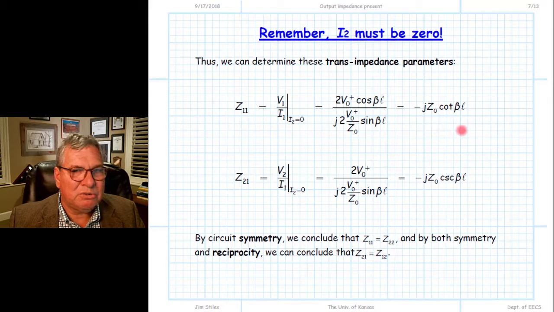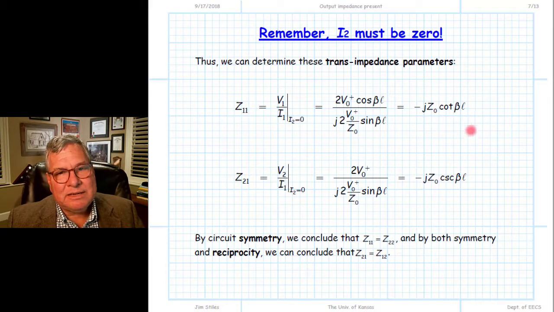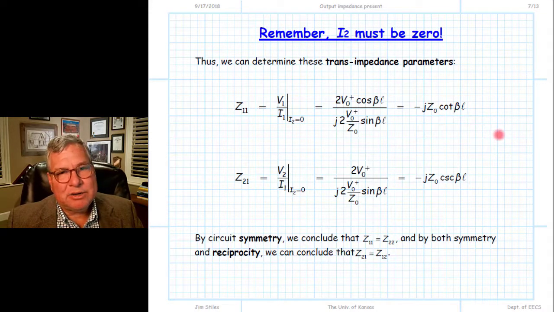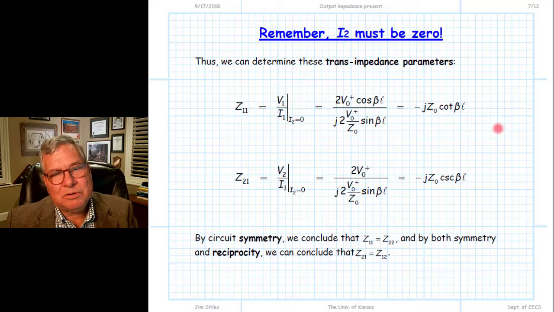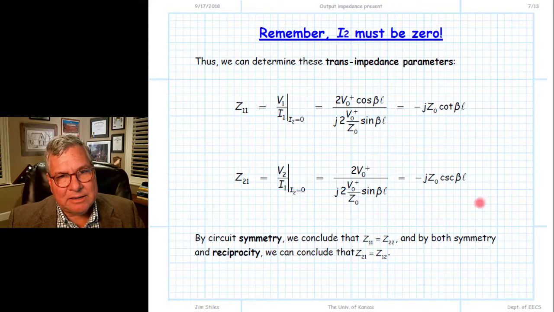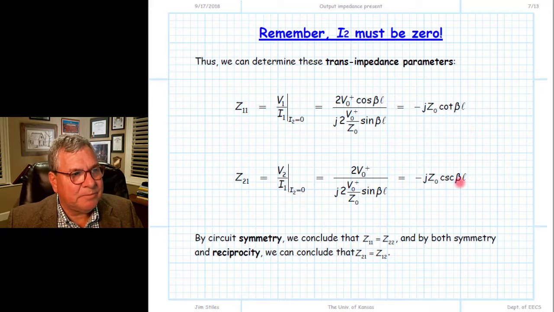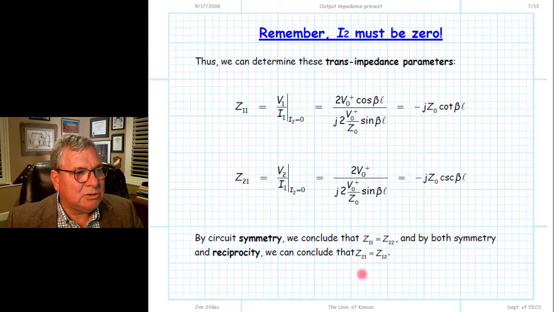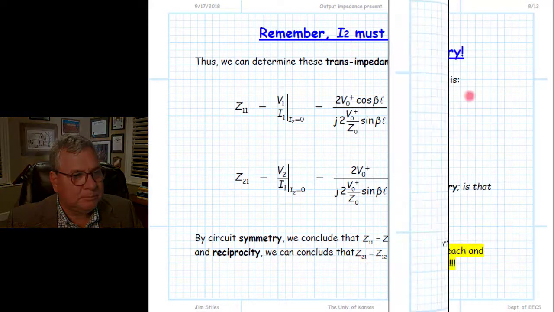If we do the second analysis with an open circuit at port 1, effectively it's the same circuit as what we analyzed before, only rotated around. Therefore we're going to get the same results as in the first situation. In other words, Z22 is equal to Z11 by the symmetry of the transmission line. Likewise, due to symmetry and reciprocity, Z12 will be equal to Z21.